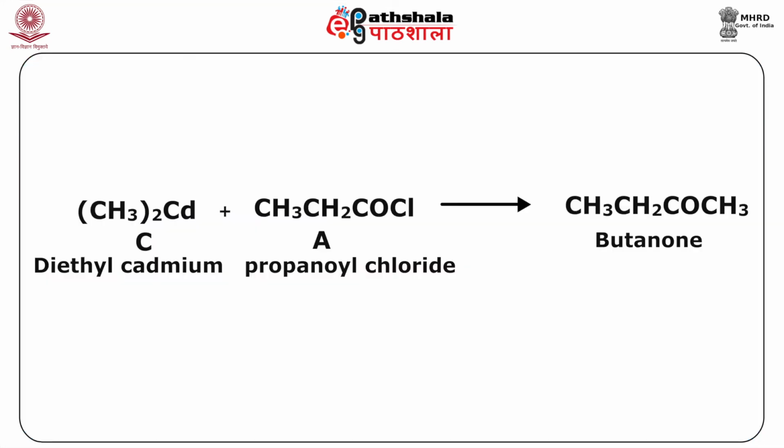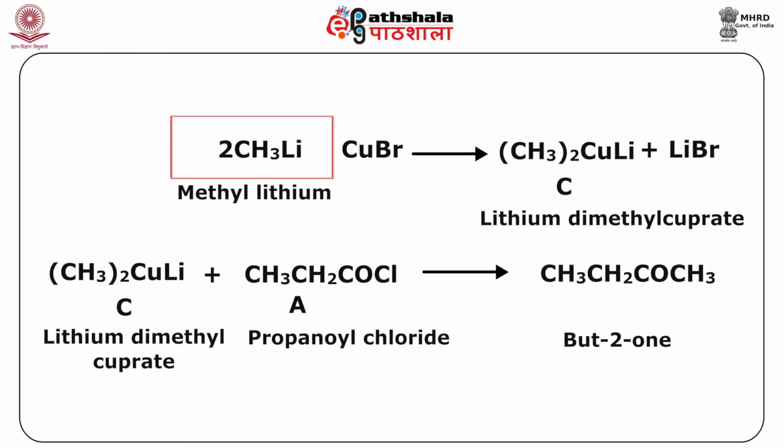The synthesis of the same butanone can be achieved by two methods. Firstly, dimethyl cadmium reacts with propanoyl chloride A and forms butan-2-one as shown here in the figure. The second method involves lithium dimethyl cuprate compound B reacting with propanoyl chloride and forms butan-2-one as shown.